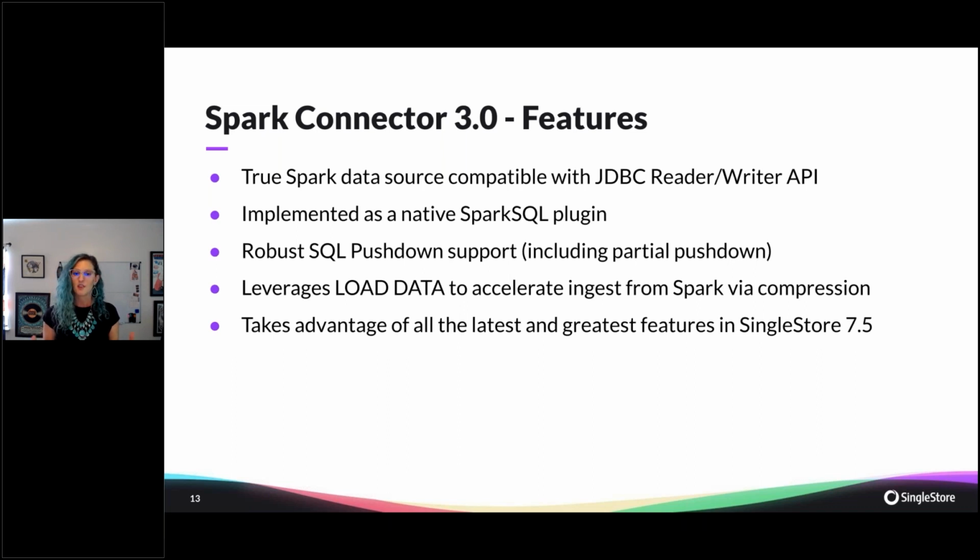And so, we talked about loading data, loading compressed data, so getting a lot of optimizations there. And finally, since we own and operate this connector, we can take advantage of all the latest and greatest features of every SingleStore release. And one example is that SingleStore 7.5 now has the separation of storage and compute. So the Spark connector has the ability to take advantage of the SingleStore compute layer directly. And we have the ability to add in additional performance optimization using other key features of 7.5, like enabling parallel read as well.